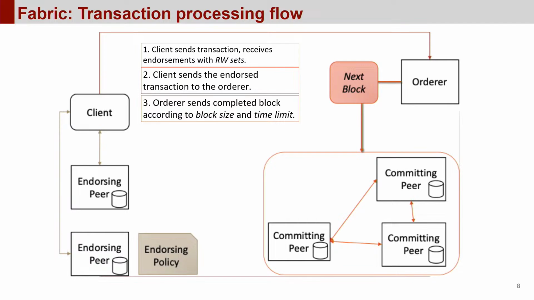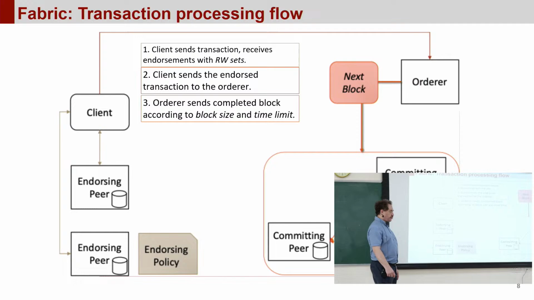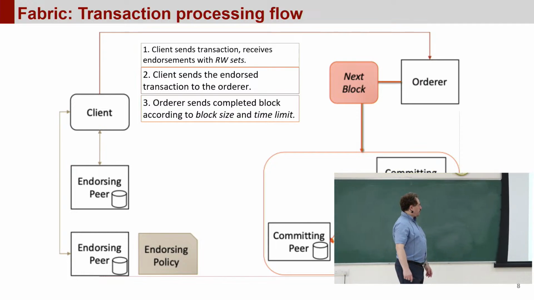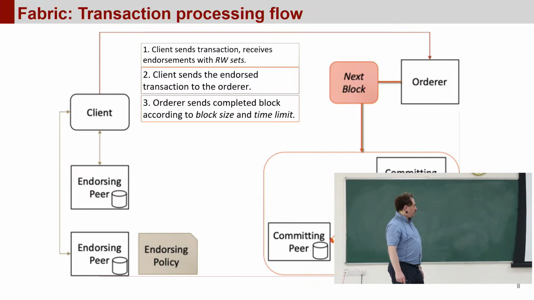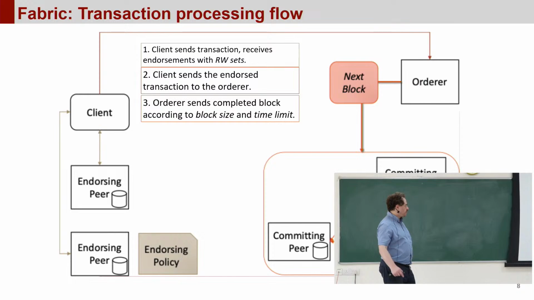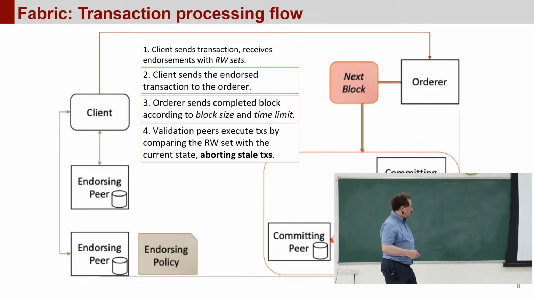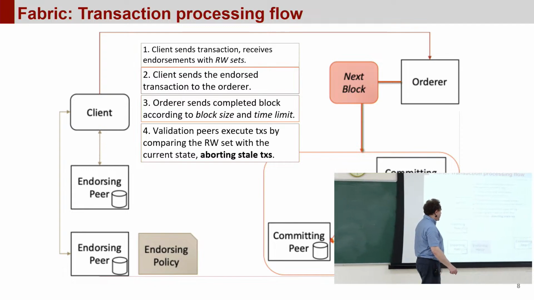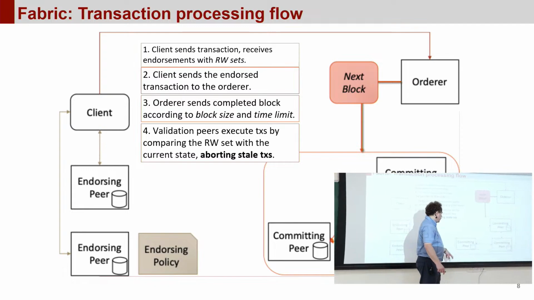Then the orderer maintains a pool of outstanding transactions. So it would create a block, and then it would send the completed block according to the block size and time limit and the other parameters. And then, okay, so to whom is the block sent? The block is sent to validating peers.